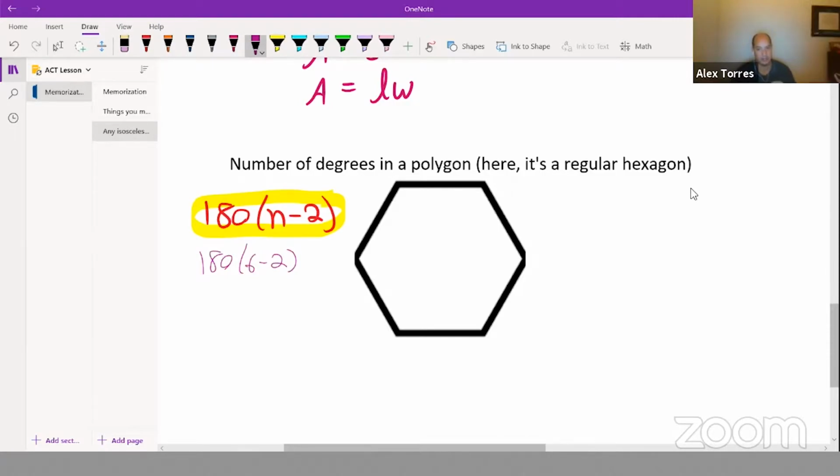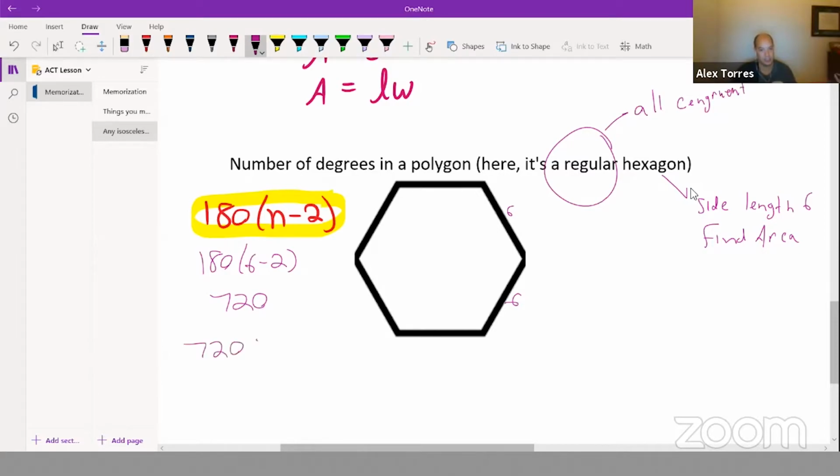So let's say we have a hexagon with a side length of 6. So each of these sides is 6. And we're being asked for the area once again. So the total number of degrees, 180 times (6 minus 2), 180 times 4 is 720. Regular is the idea that all the angles and all the sides are congruent, so it has a nice symmetrical shape. So we can take 720 divided by 6 and see that each of these interior angles is 120.